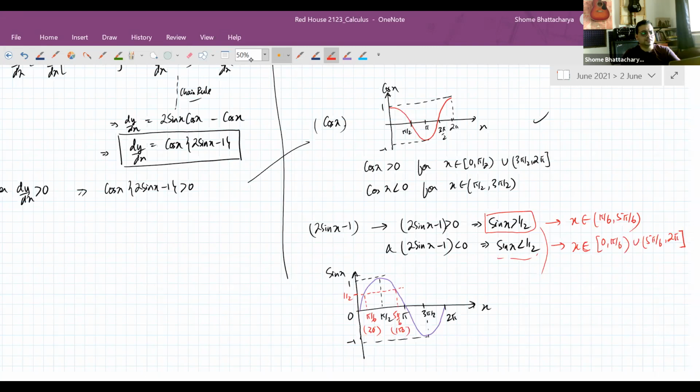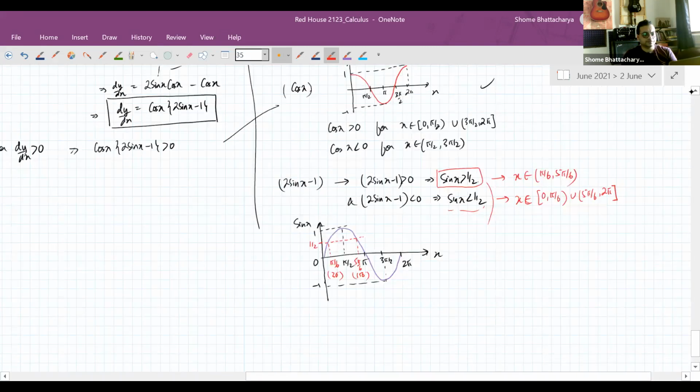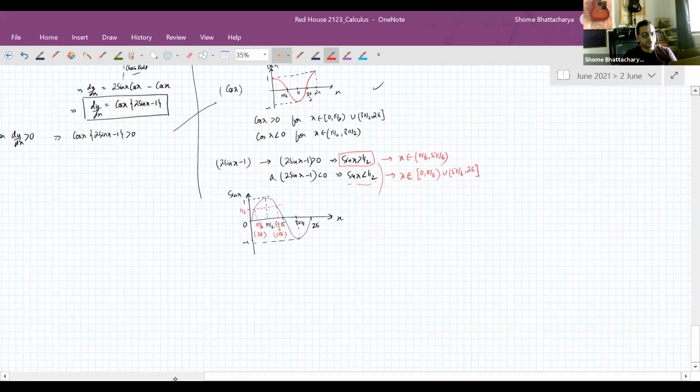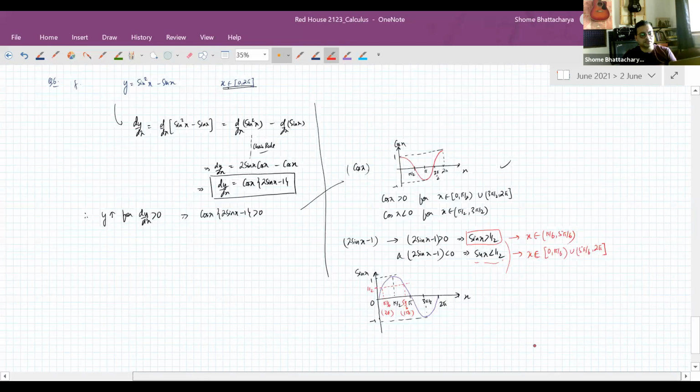So I'm just going to minimize this for a moment. You go through what we've done till this point, and then we will finally solve for this inequality, that when this product is positive and when this product is negative. So you can also see that for this interval now, 2 sin x minus 1 is positive. And for this interval, 2 sin x minus 1 is negative.